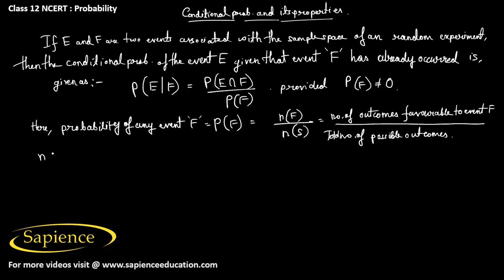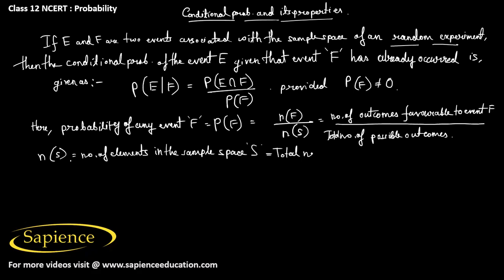So this N of S means it is the total number of elements in the sample space S of that given random experiment. The number of elements in the sample space S is also equal to the total number of possible outcomes of that random experiment.